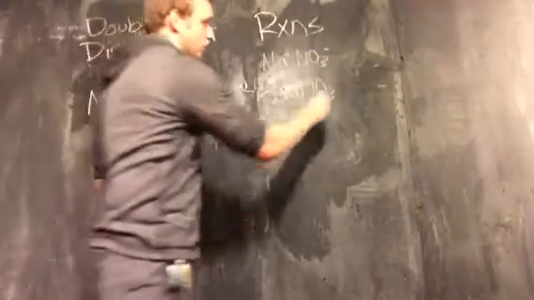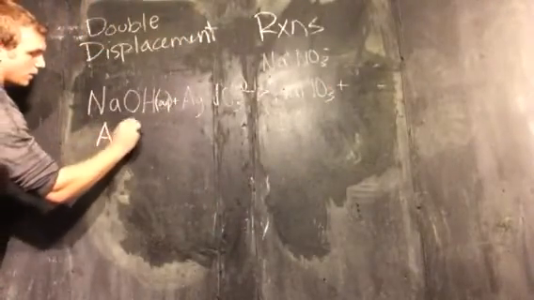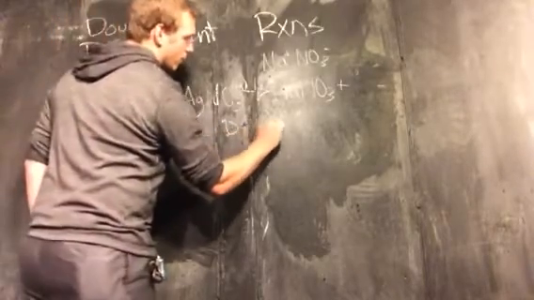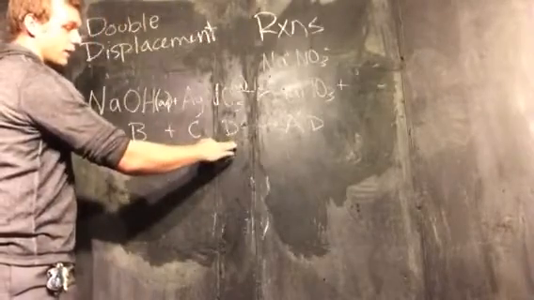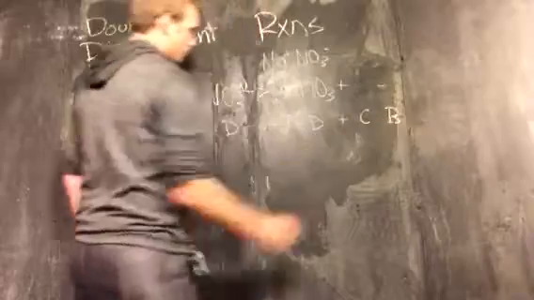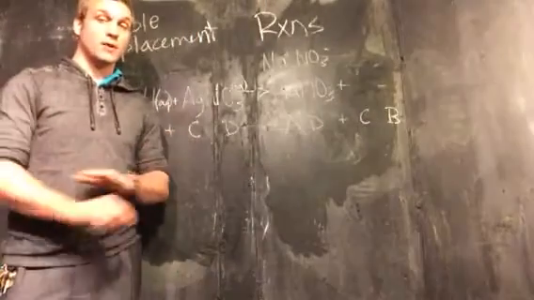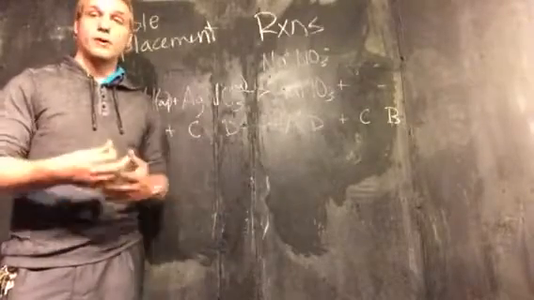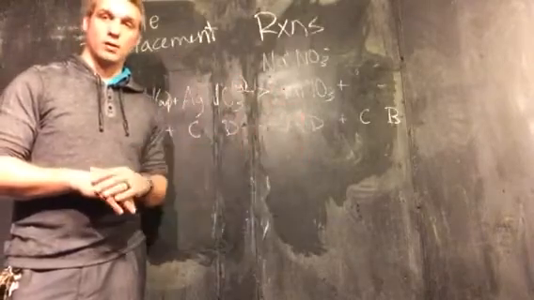plus the middle two. Remember, this is AB plus CD will give me AD, sodium nitrate, plus CB, silver hydroxide. If you follow those steps, you cannot go wrong. And unlike single displacement, there aren't a million different ways to do this. There's one way to do it. You're going to get it right if you do this.